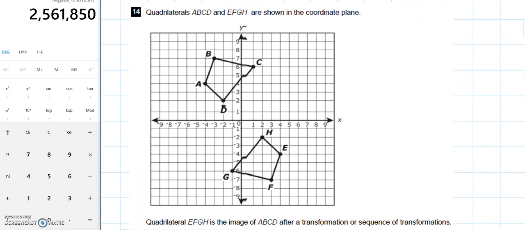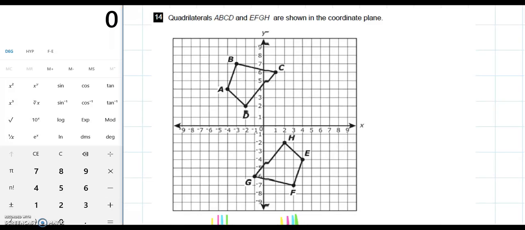Okay, number 14. All right, read through number 14 again to familiarize yourselves, and then we'll come back. Okay, so now let's take a look at the question.